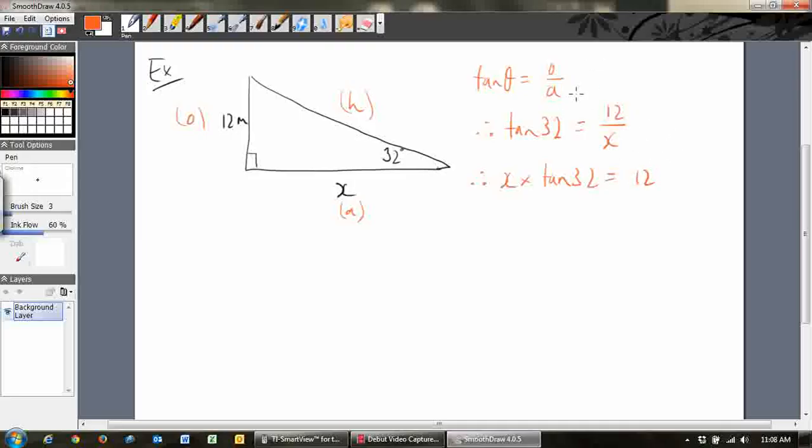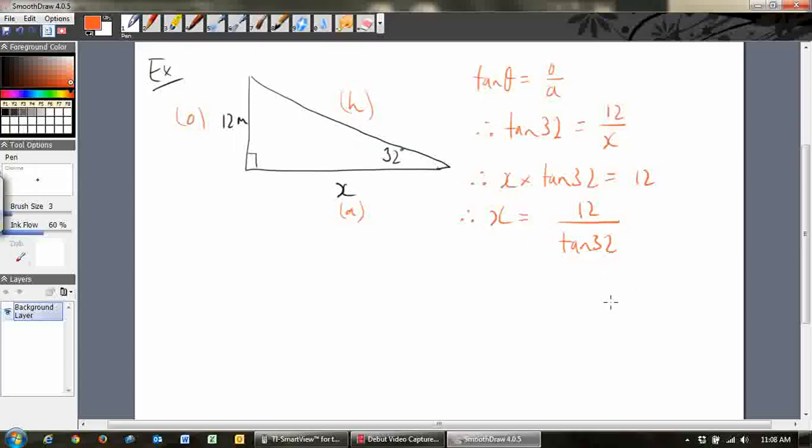And then if we want to get x by itself, we've got x times tan 32. So to get rid of that tan 32, we need to divide by tan 32. So x equals 12 over tan 32. And there we go, that's our answer.